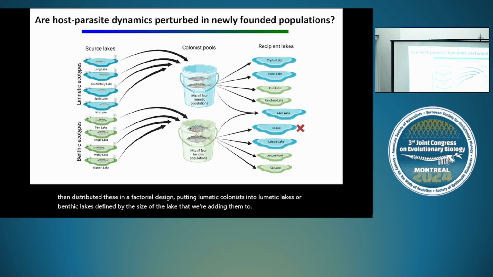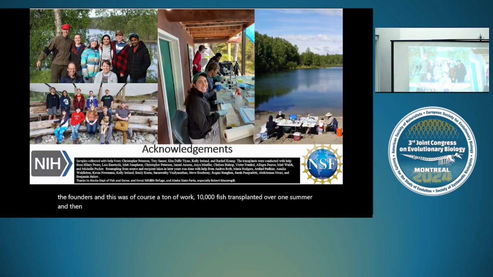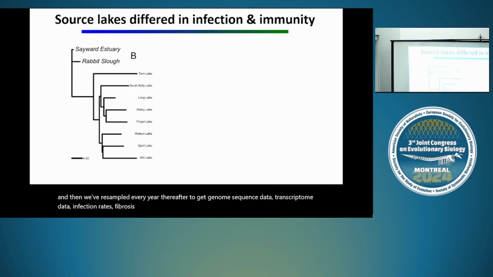Again, genome sequences of all of the founders. We know a lot of phenotype data on all of the founders. And this was, of course, a ton of work, 10,000 fish transplanted over one summer. And then we've resampled every year thereafter to get genome sequence data, transcriptome data, infection rates, fibrosis, etc. I'm going to tell you about just the infection stuff. Come back next year for the transcriptomics and genomics, I think.